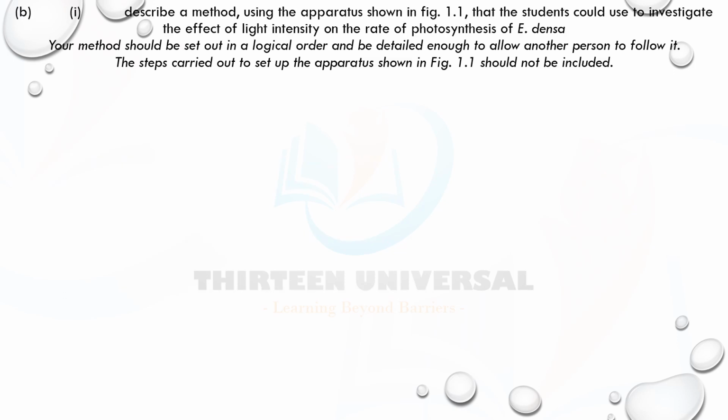Okay. So look at the next question. Describe a method. Yeah, they will always ask this question. This is a 7 marks question. Describe a method using the apparatus shown in figure 1.1 that a student could use to investigate the effect of light intensity on the rate of photosynthesis of Elodea. Your method should be set up in a logical order and be detailed enough to allow another person to follow it. The steps carried out to set up the apparatus shown in figure 1.1 should not be included, guys.